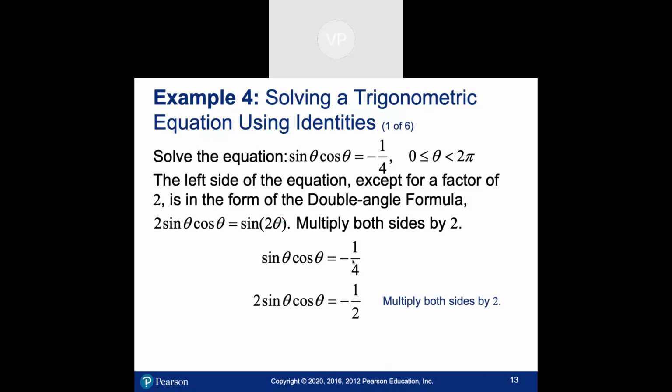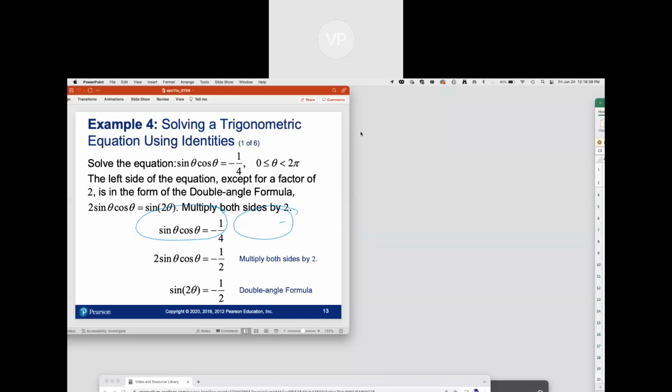Okay, so multiply both sides by 2. -1/4 times 2 is, of course, -1/2. And now we can do a clean swap, this for this. And that's why the left side now becomes sine of 2 theta equals -1/2.